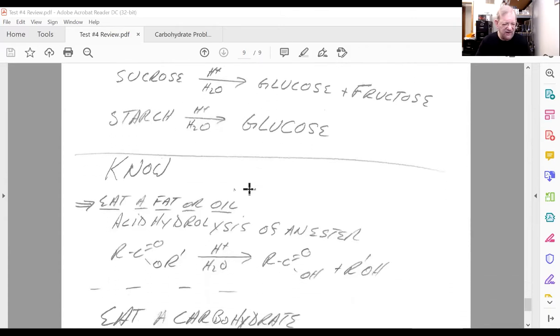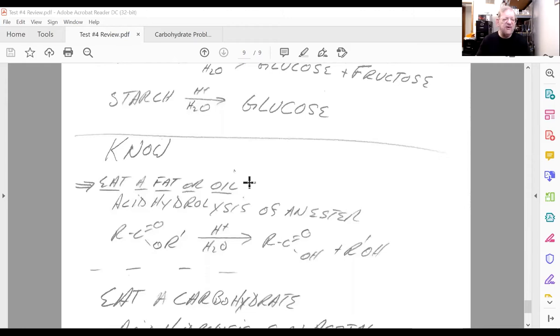Now, I asked you to learn how to describe with words and a general reaction what happens when you eat a fat or oil. What's the functional group in a fat or oil? Ester. And therefore, in your stomach, there's acid and water. So it's acid hydrolysis of an ester. Next, here's the general reaction: ester, acid, H plus, you could put HCl, either one works for me, plus water.